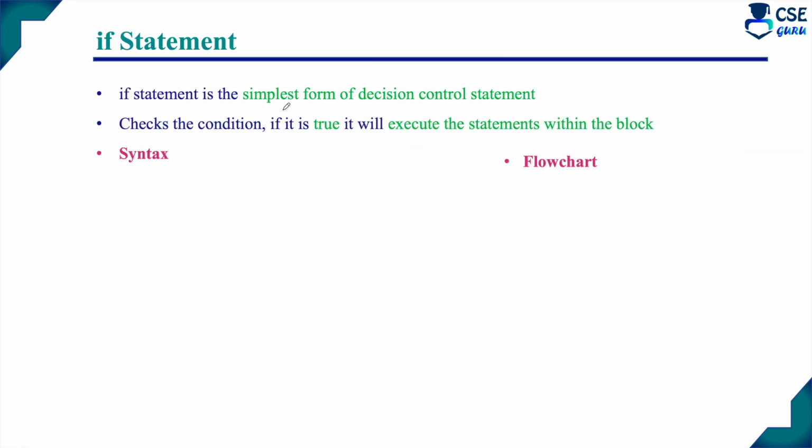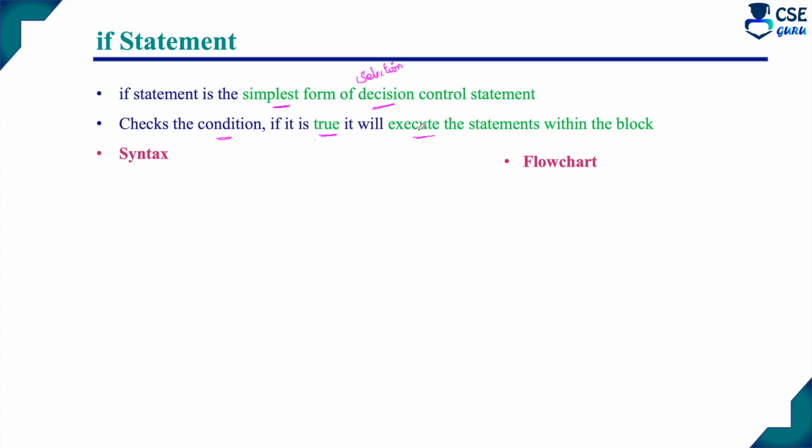First, the if statement is the simplest form of decision control statement. We call it a decision control statement or selection statement. All the if statements come under selection statement, decision making statement or decision control statement. Here, the if statement checks the condition. Only if the condition is true, the statements to be executed are specified. We only specify the true block statement and do not consider the false block statement here. This is the simple if statement.